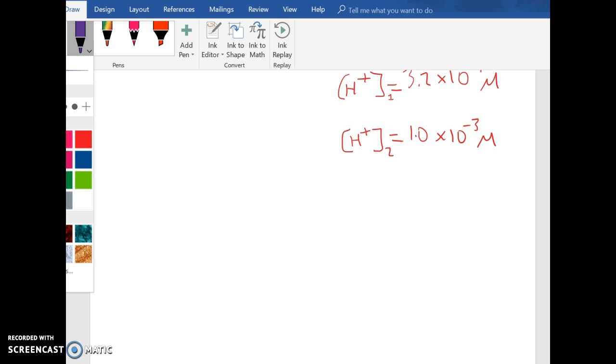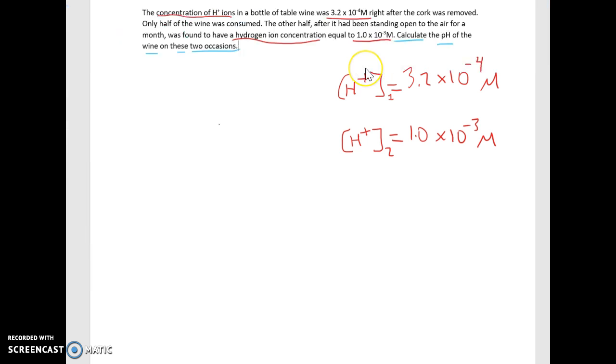Now that we understand what they've given us, we have to find an equation that relates our pH to our hydrogen ion concentration for both occasions. The equation that does that is pH is equal to the negative log of the concentration of the hydrogen ion. So in order to find the pH for both occasions, all we have to do is plug the concentrations they give us into our equation, in two separate equations, but the same equation.